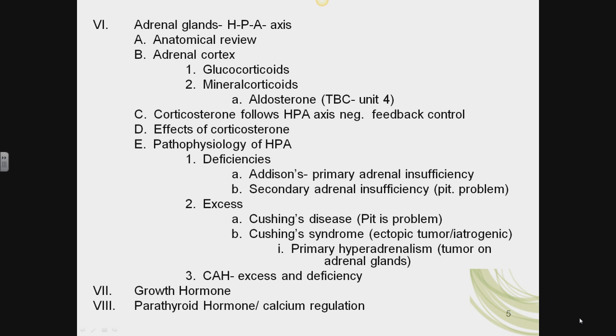HPA pathway. I apologize, I'm a little mucusy today because of allergies.